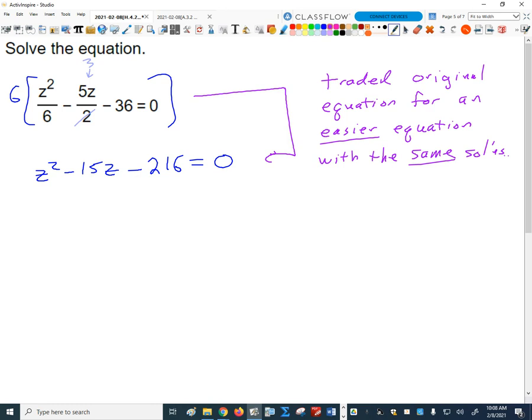Well, this is one where a is equal to 1. And so if this factors, what has to be true? What has to be true of my magic numbers?